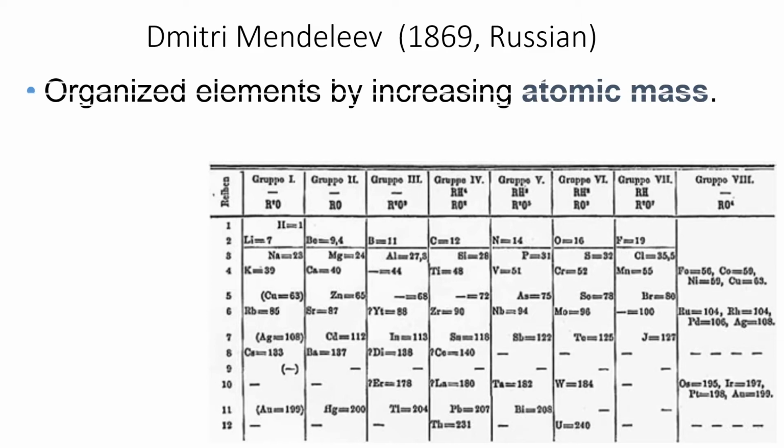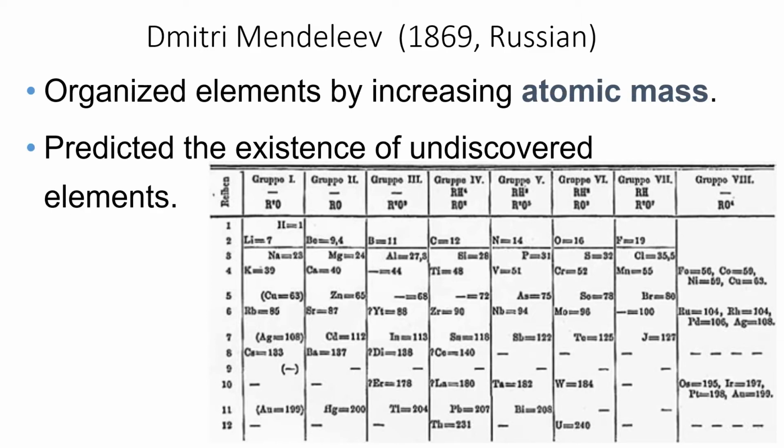In 1869, Dmitri Mendeleev created the first periodic table. His periodic table was put in order by increasing atomic mass. The neat thing that Mendeleev did when he made his periodic table was that he actually used it to predict properties of elements that at his time had not been discovered.